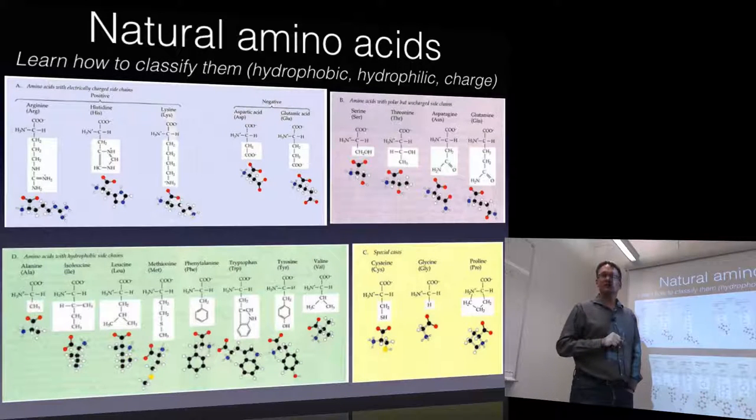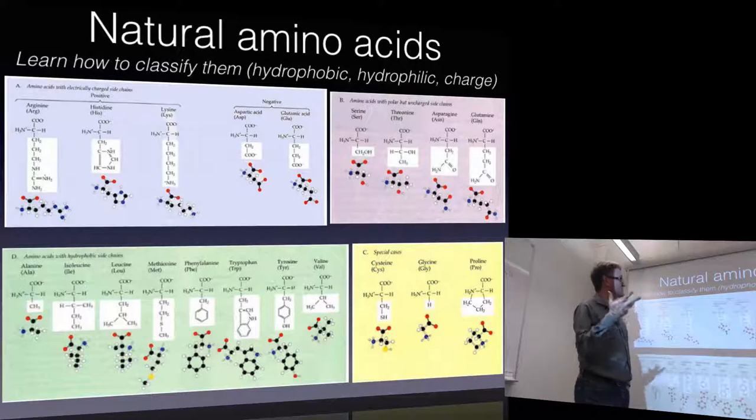I don't expect you to know these by heart. You should know a couple of the important ones. You should at least be able to think in terms of classifications. So that, for instance, if you would like a cavity to be more hydrophobic, you should at least be able to look up a couple of suitable amino acids based on their hydrophobicity.